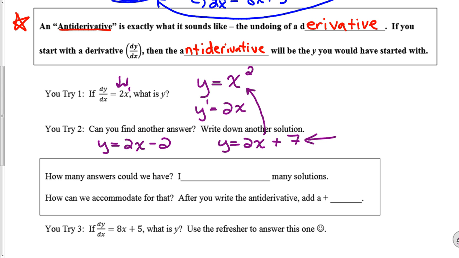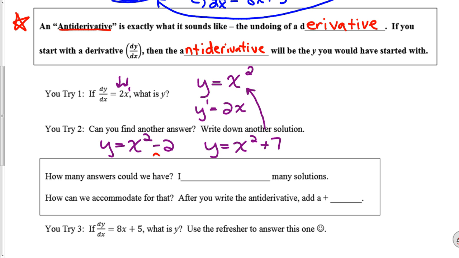And I apologize, I just wrote down the derivative again. Let me fix what I have written. My apologies. So what I mean is, if my function was x squared, I could have subtracted 2. I could have added 7. And again, it doesn't matter what this constant number is right here for right now, because as long as I know there could be a constant there, when I take the derivative of a constant, I get zero.